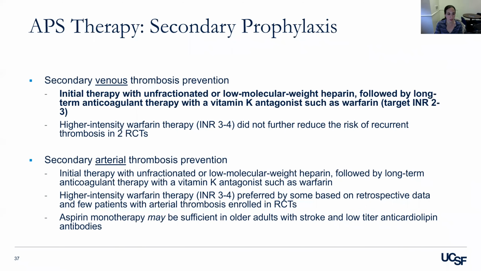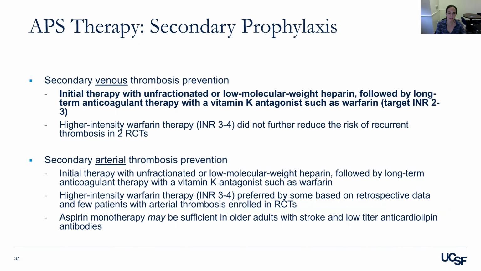I think it's a little bit trickier when we're considering patients who've had arterial thrombosis and thinking about secondary prevention in those groups. Again, the standard of care is to use heparin and then transition to a vitamin K antagonist such as warfarin. There are some experts that prefer higher intensity warfarin therapy with an INR of 3 to 4 based on this retrospective data that I showed, as well as the fact that there were few patients with arterial thrombosis enrolled in randomized control trials. We don't have RCT data to support this higher INR target, but I think it's something to consider as we're taking care of these patients.